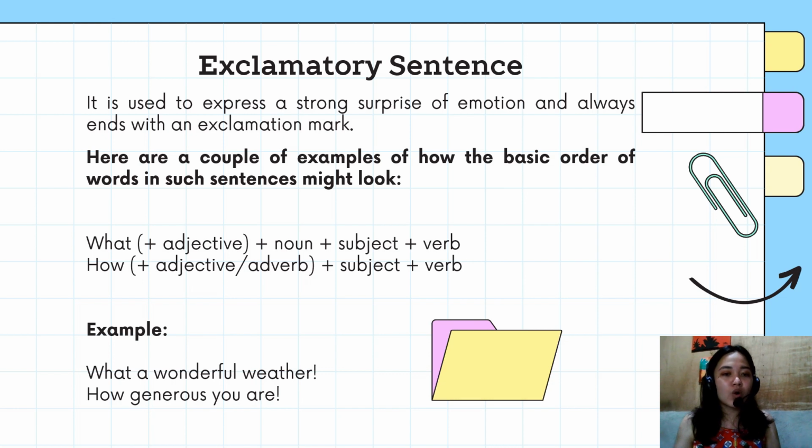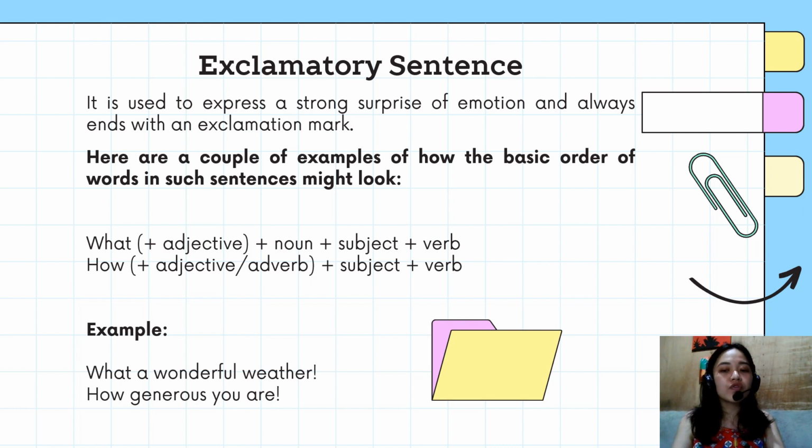We have what plus the adjective, plus the noun, plus the subject, and then plus the verb. Another basic order, we have how plus the adjective or the adverb, plus the subject, and then plus the verb. So let us first have our example.